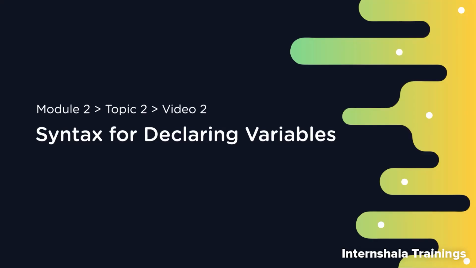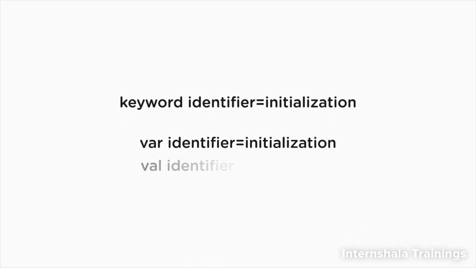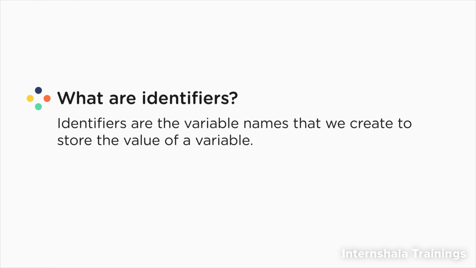Now, let's look at the syntax for defining a variable in Kotlin. This is the syntax for defining a variable in Kotlin. This is how it will look like for var and val variables. Now let's understand the syntax. What do we mean by identifier? Identifiers are nothing but the variable names that we create to store values. They help us identify or refer to elements in the program, hence the name identifier.